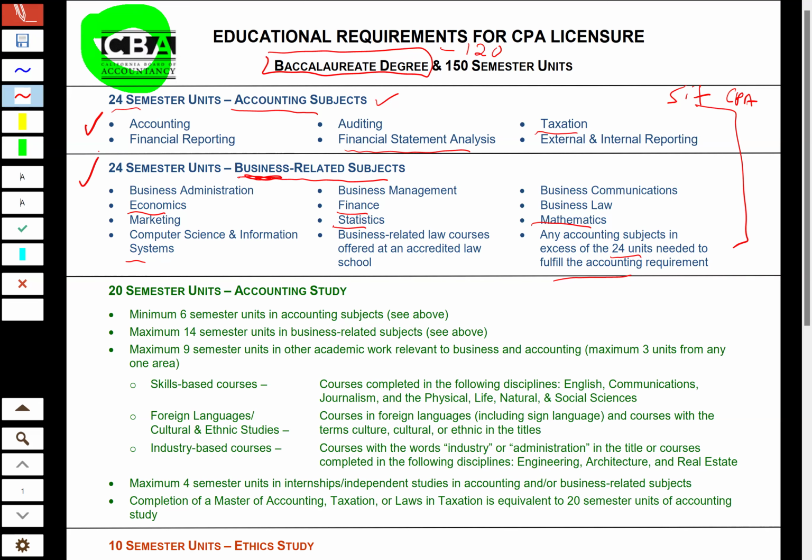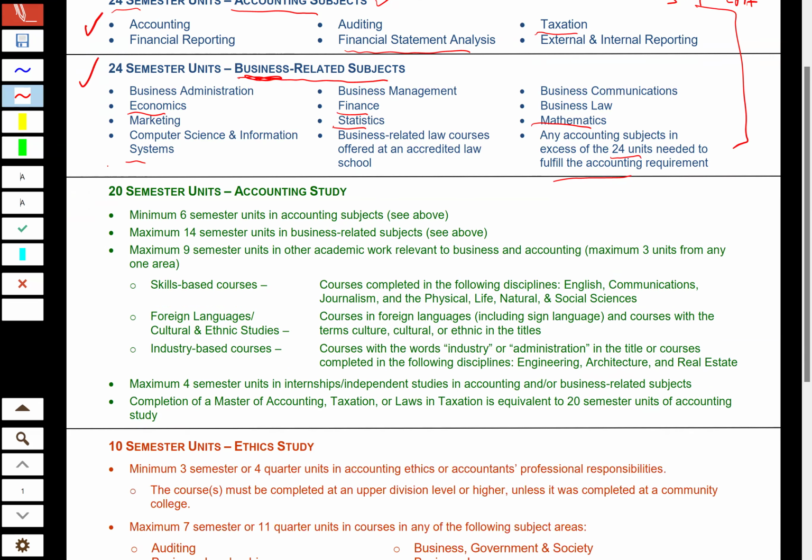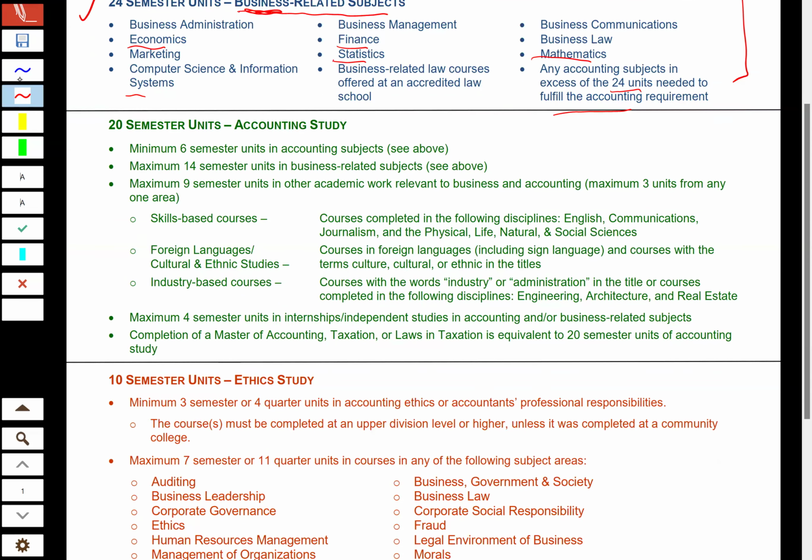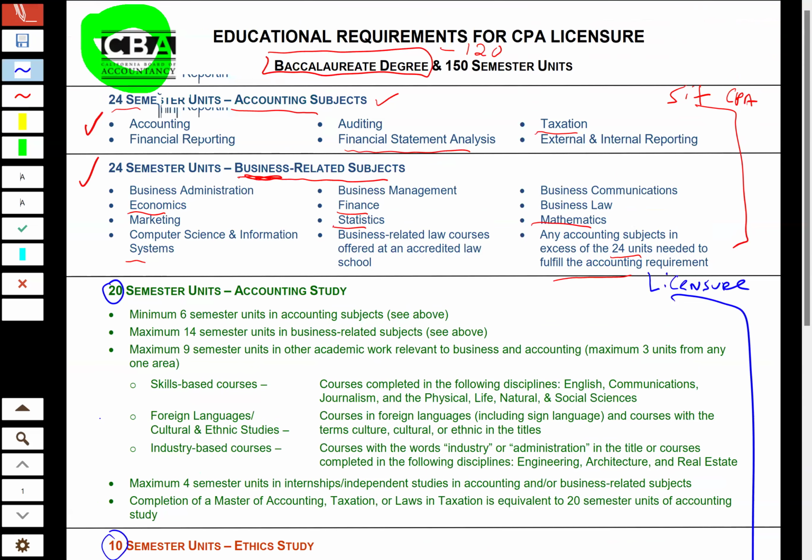And then, this is the second major section, where we have these two different colors, this green and this red down here. These are the requirements for licensure. So once you have ultimately taken the CPA exam and passed it, you still need to complete some requirements to get licensure. So if you look here, you can see that there's 20 units of accounting, 10 units of ethics studies. So if you add those additional 30 units to the 120, obviously we come up with 150 semester units that are ultimately needed for licensure.